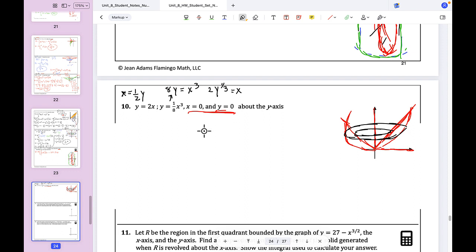So then we have to find the limits, the bounds rather. We know we're going from 0, but where are they intersecting up here? So we have to find where 1/2 y is equal to 2y to the 1/3. Okay, so let's see, doing that.